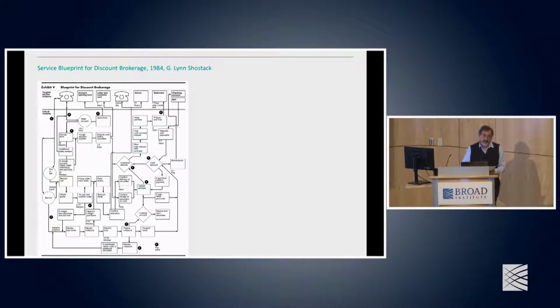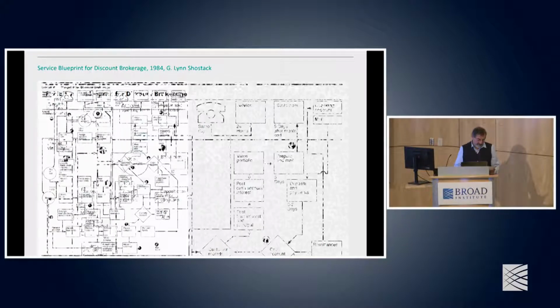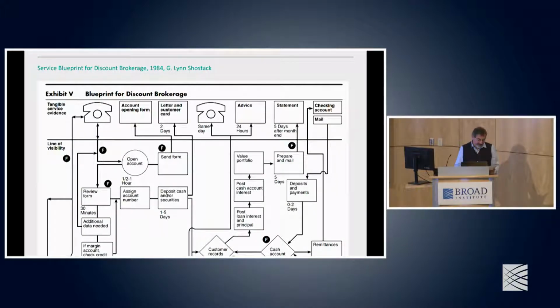This is the first service design map done by Lynn Shostak. And essentially, it's a logic diagram. That line of visibility near the top separates the discount brokerage services that the customers see from the business processes needed to support them down below. And her black circles identify multiple fail points that should be addressed to improve the service.